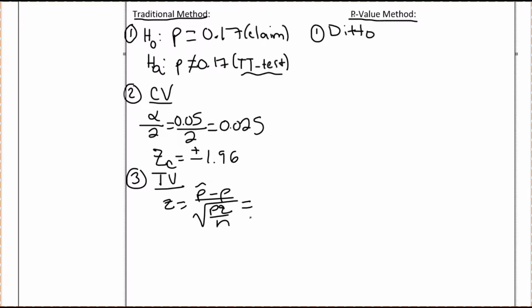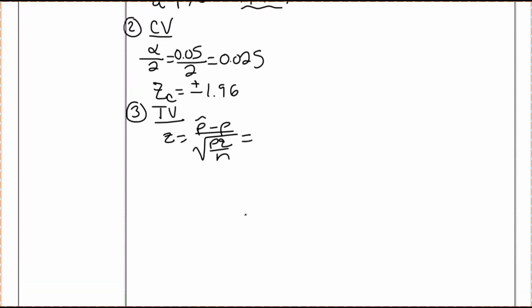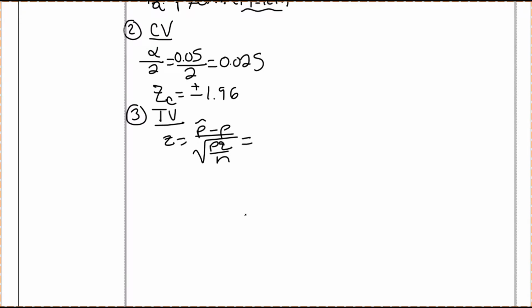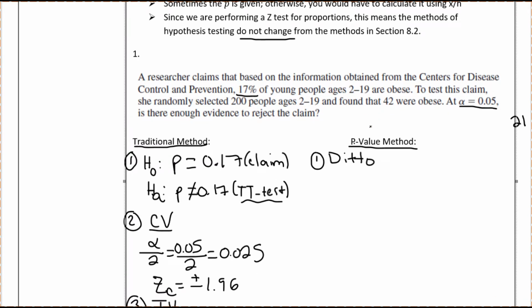So we'll need to calculate the p hat as well as the q. So we'll do this up here. If you look at the problem, it says that to test the claim, she randomly selects 200 people. So that's her n. And found that 42 were obese. So that's her x. So the p hat is 42 over 200, which is 0.21.